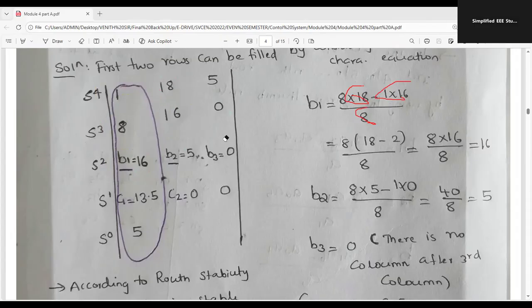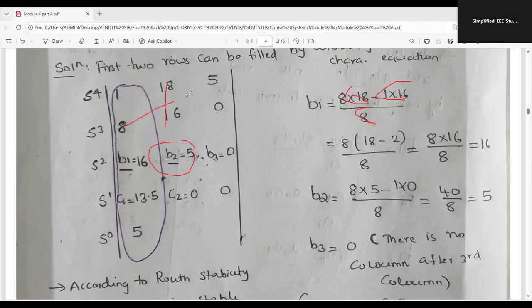Coming to the next element, you can rename it B1, B2, so that it will be very convenient. How to find out B2? Yes, I can tell you one solution. Whenever you are computing B2, you try to delete this particular column. This column corresponding to B2, please ignore this column. Now you consider only 1, 8, then 5, 0.